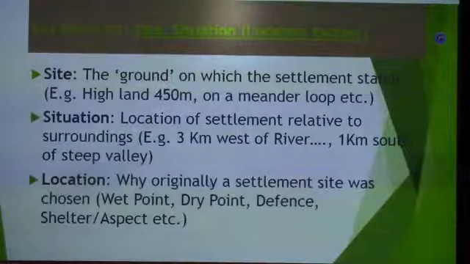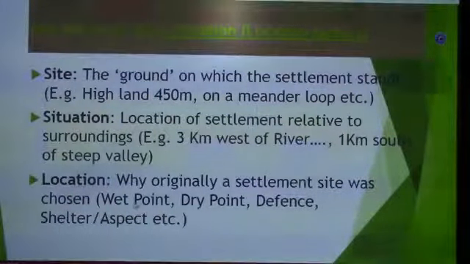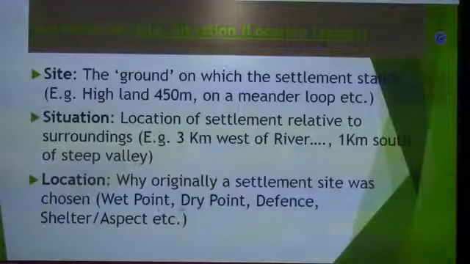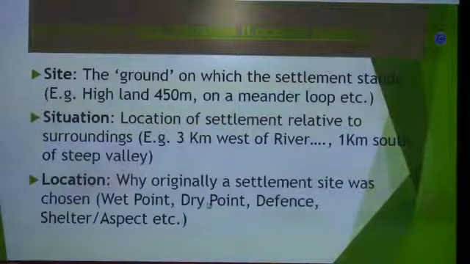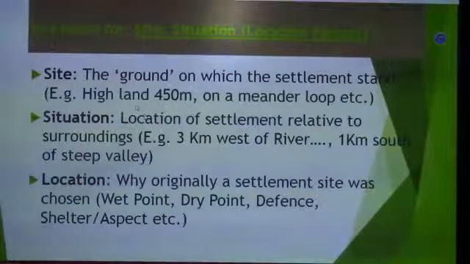The location is the reasons why the settlement was actually chosen. So if we think back to our classwork here, we looked at the reasons for sites being chosen as being whether it's a wet point, meaning it's got access to water, or whether it's a dry point. This is important because although you want to be close to water, you don't want to be so close you could be flooded, so you don't want to be in a marshland or on a floodplain, for example. Other reasons why locations were chosen could have been for defence, shelter, aspect, etc. So these are some of the key terms you need to be aware of. Very often these are 1-mark questions, or they relate to a higher mark question in the exam paper.